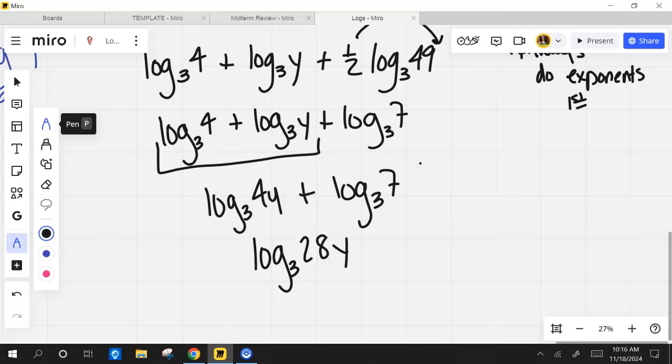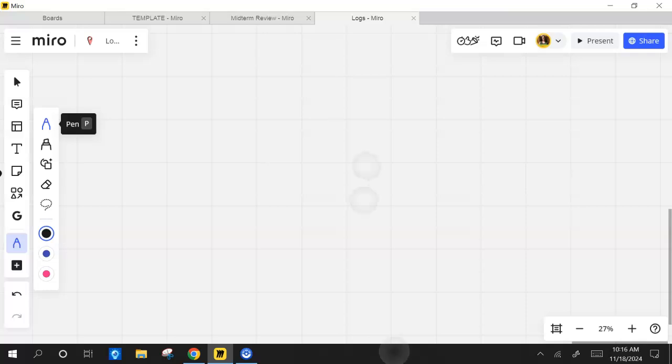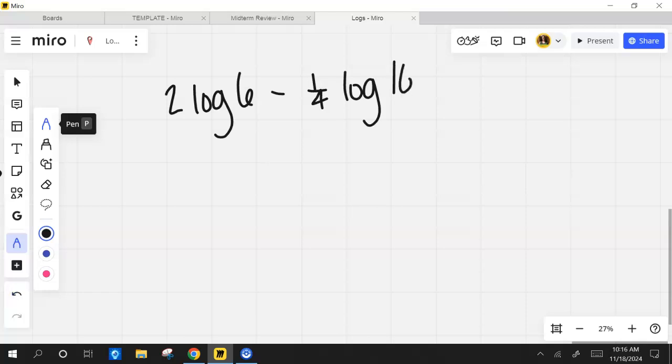That's the answer. One more condensing, and let's see if you get this one, then we'll move on to expanding. She asked how much harder it was going to get. This is about as hard as the condensing is going to get. Expanding, I think.